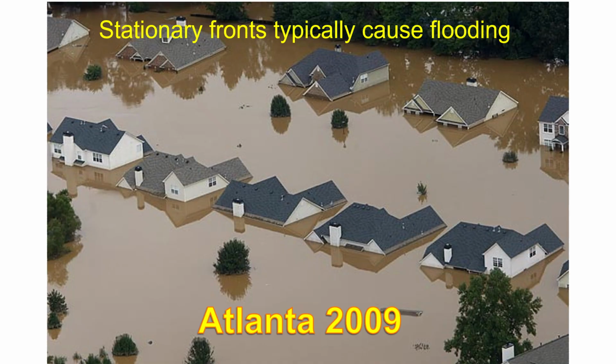Here's the problem with stationary fronts. You typically get flooding because with the other types of fronts, it rains and then it moves on. Tomorrow it's moving on down the road. But with a stationary front, all the rain stays in one place, and you get too much rain falling in one place, and that leads to flooding.